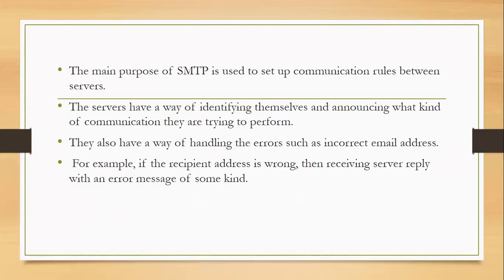The servers have a way of identifying themselves and announcing what kind of communication they are trying to perform, right? They also have a way of handling errors such as an incorrect email address. For example, if the recipient address is wrong, then the receiving server replies with an error message of some kind. Is it possible or not? It is possible, because once I tried to send an email to a wrong email address.